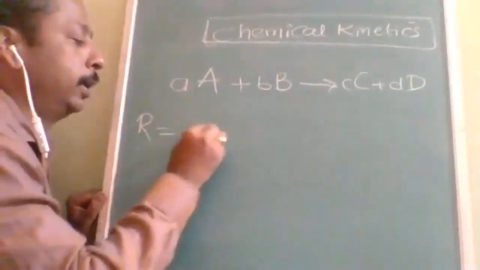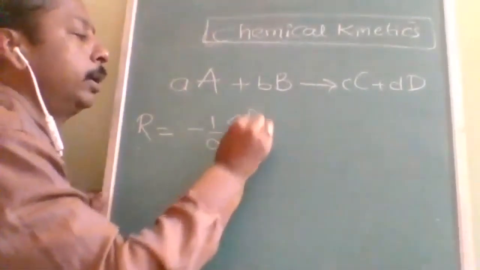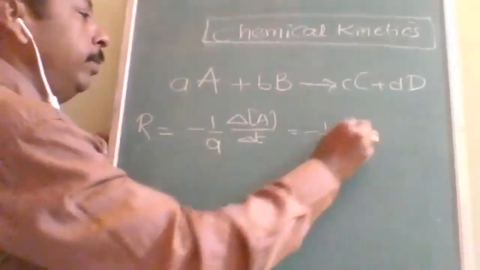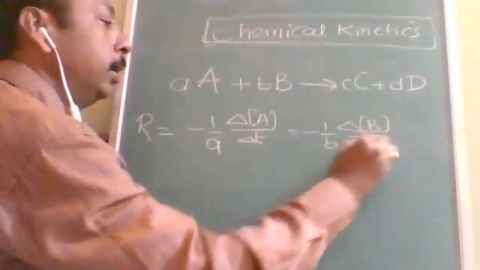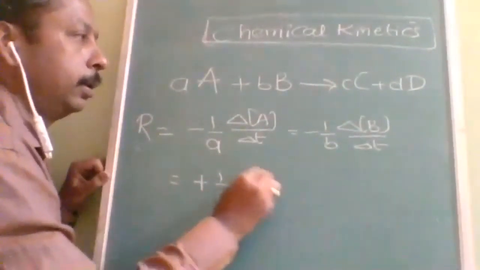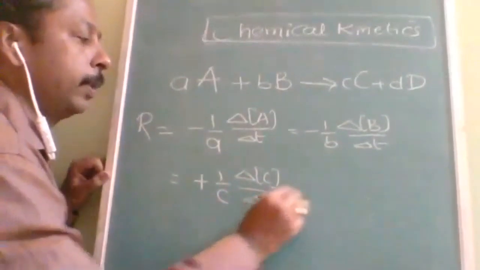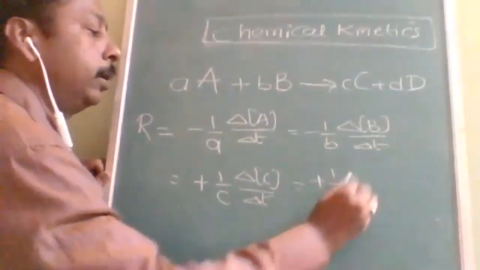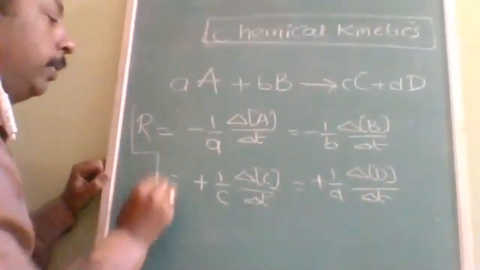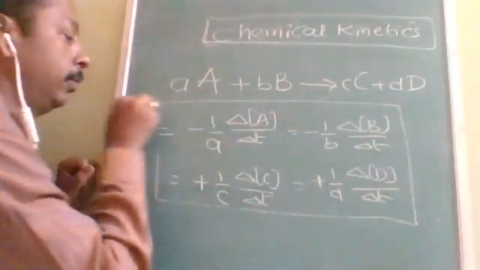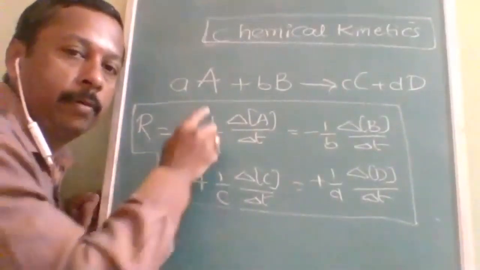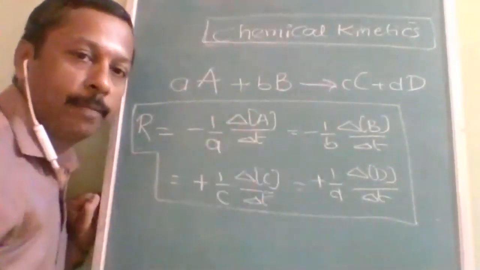R is equal to, reactant minus 1 by A, delta A divided by delta T, minus 1 by B, delta B by delta T. In the same way, plus for product, 1 by C, delta C by delta T, and plus 1 by D, delta D by delta T. So these are the four different ways of writing the rate of reaction. The number of ways we can write the rate of reaction is equal to the number of reactants plus the number of products.